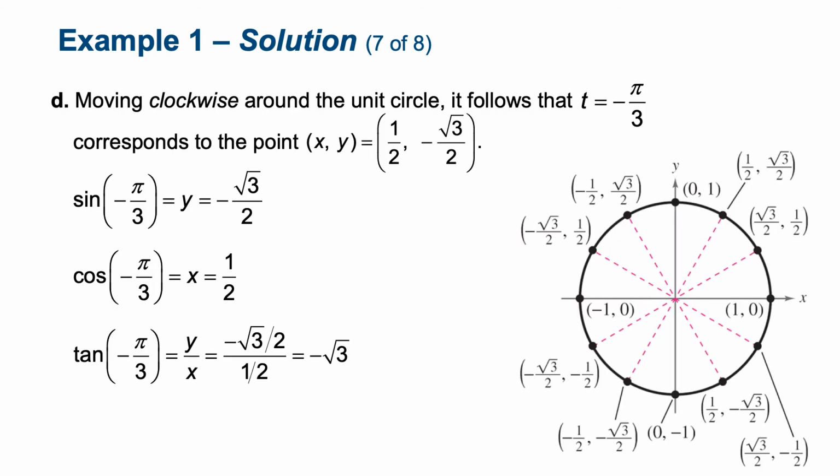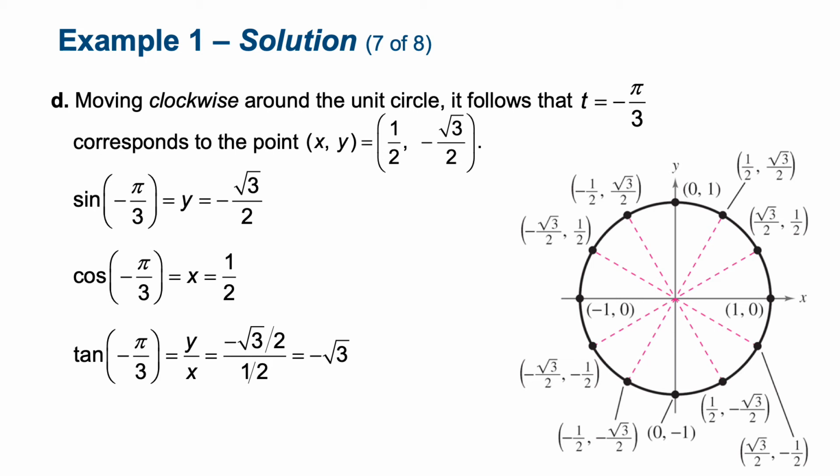So if we did negative pi over 3, I mean, if we went clockwise, right, we would go from here and we went pi over 3, we would get here the point 1/2, negative root 3 over 2. And then from that point, we can find all the 6 trig functions using sine is y, cosine is x, tangent is y over x, okay, so you just basically plug in. This is your x and this is your y.